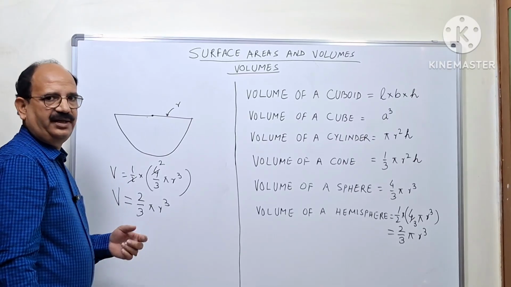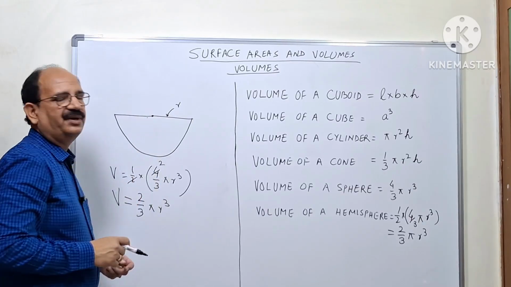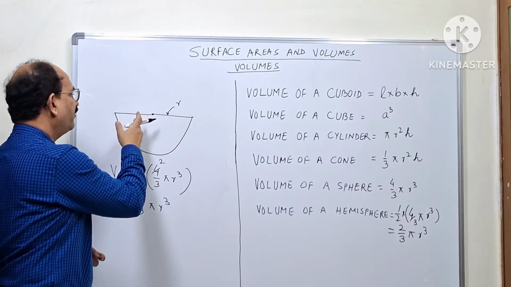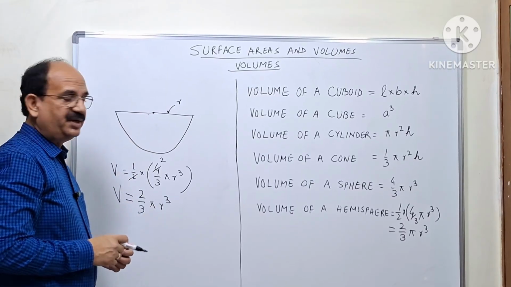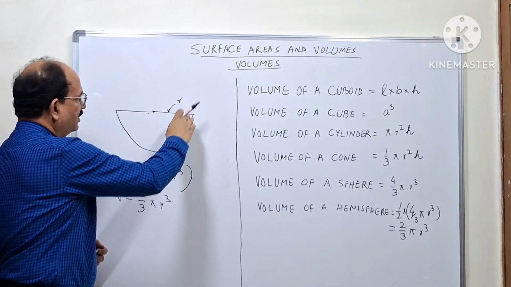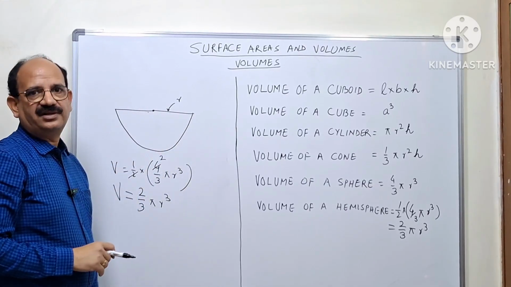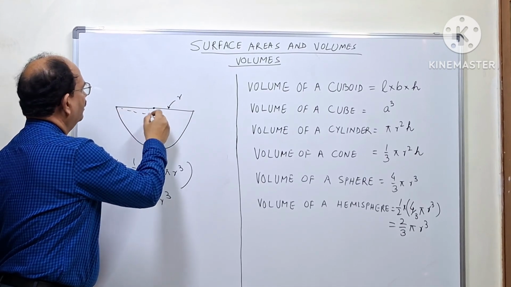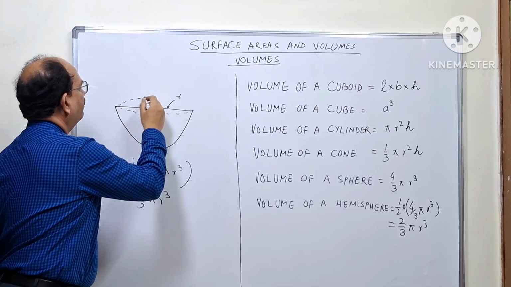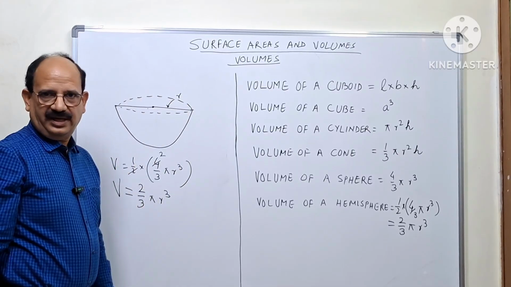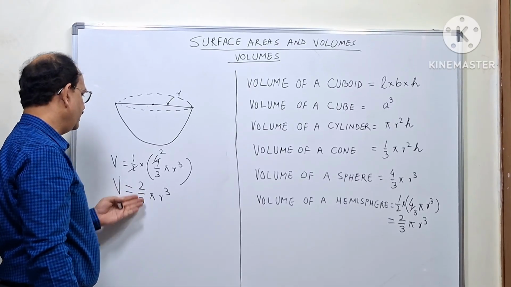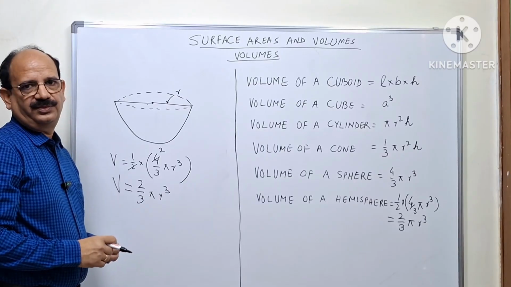And as explained earlier, if it is a solid hemisphere, then this much is the volume of the material required to form this solid hemisphere. If it is just a container in hemispherical shape, then how much of the liquid it can contain will be the volume of the liquid, that is 2/3 pi r cube. Okay.